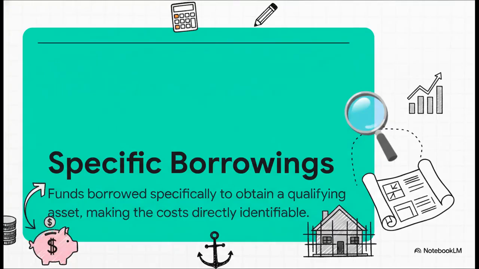So, what is a specific borrowing? Well, it's pretty much exactly what it sounds like. You borrowed money for one specific reason, to get a particular qualifying asset. The line between the loan and the asset is crystal clear, which makes the accounting nice and straightforward.